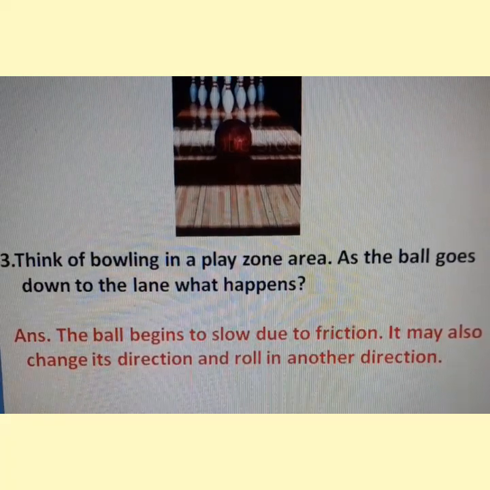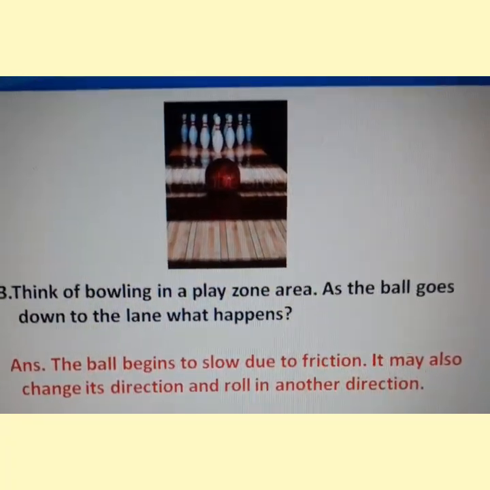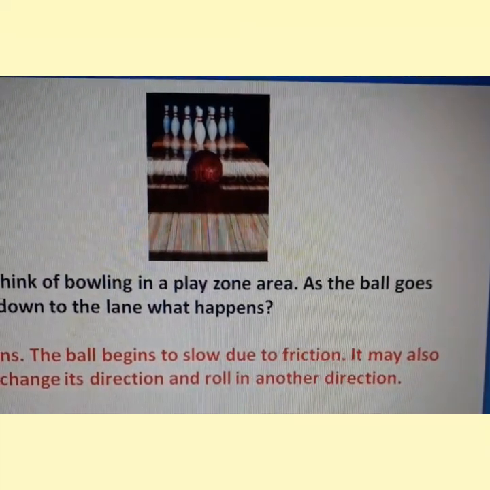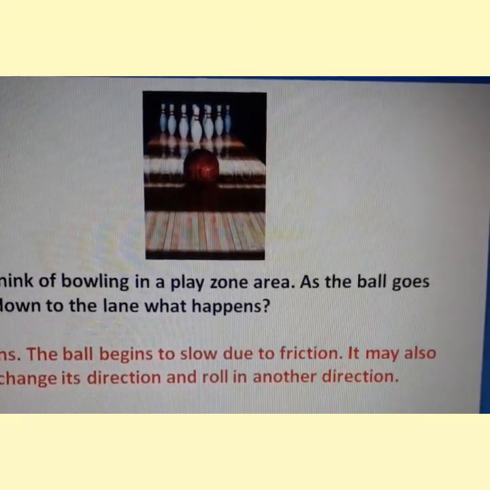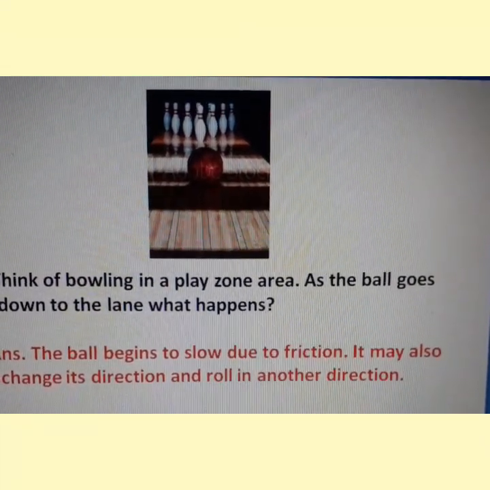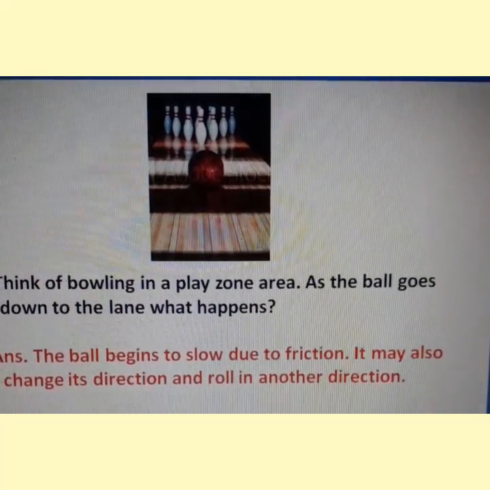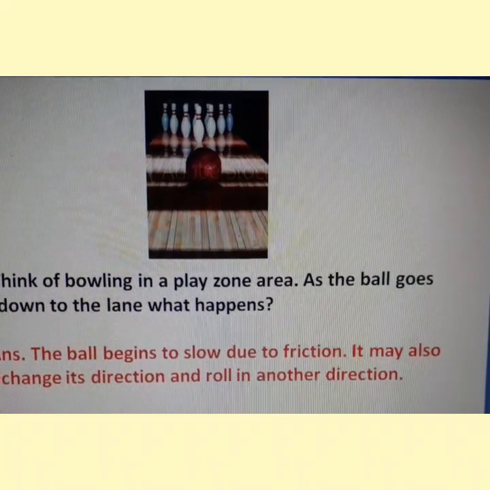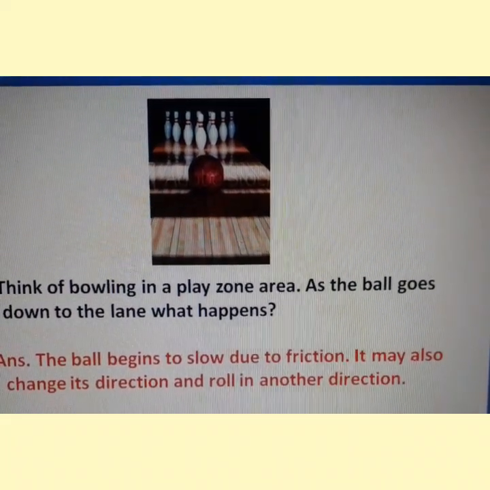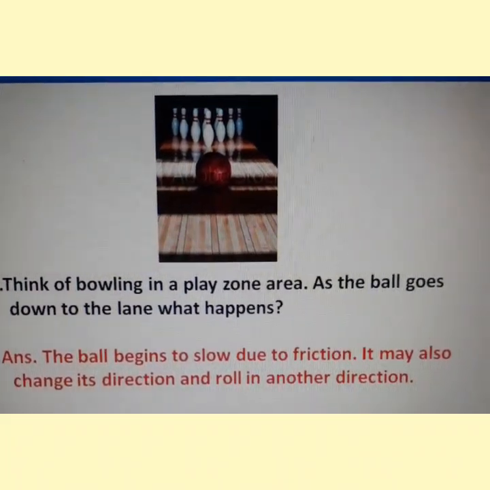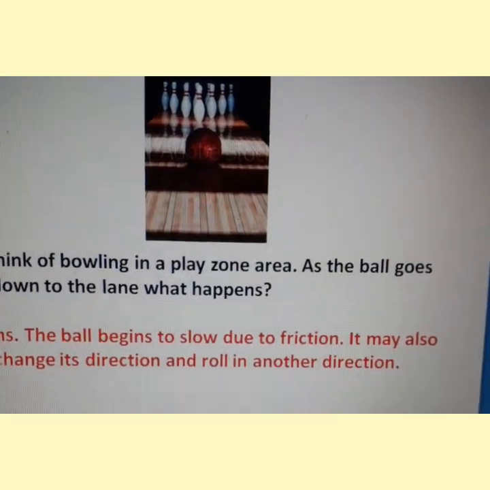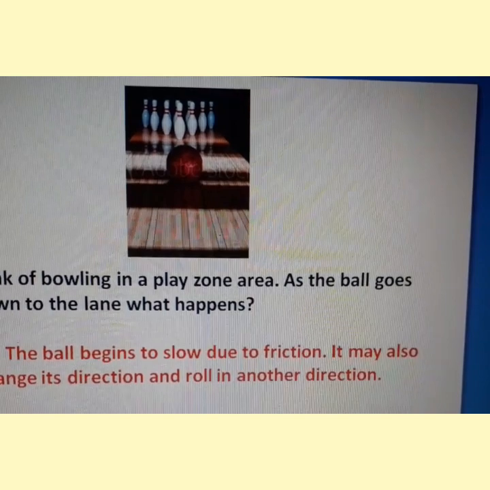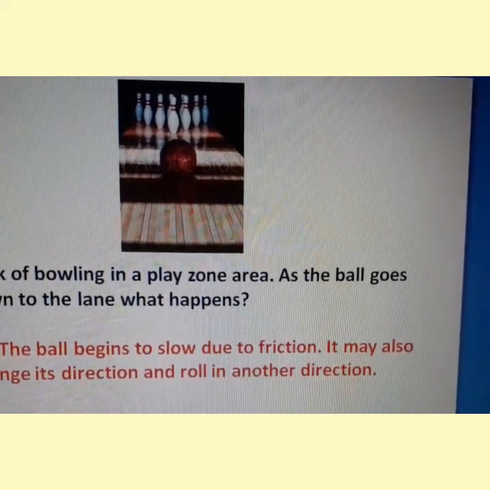Think of bowling in a play zone area. As the ball goes down the lane, what happens? The ball begins to slow down due to friction as it goes down the lane. It may slightly change its direction, roll in other directions, or go straight and roll down all the bowling pins kept in front.